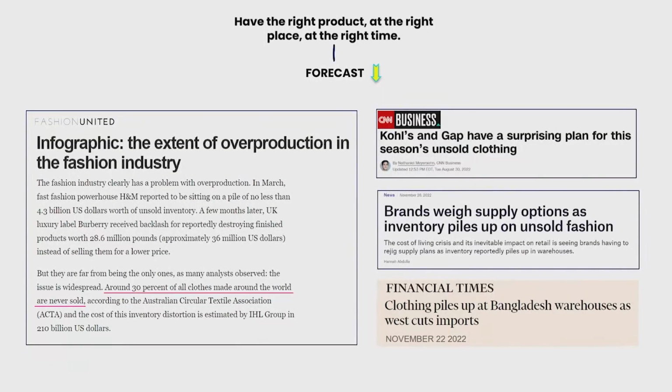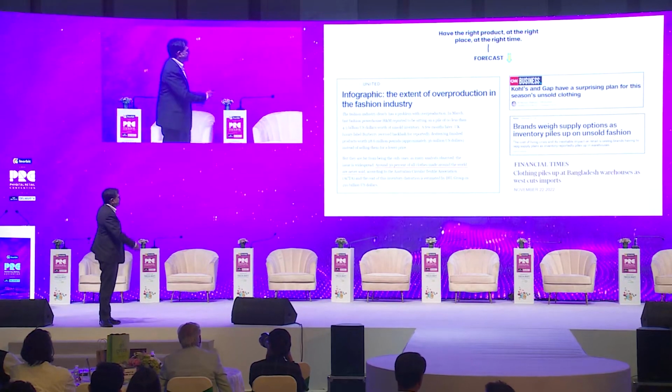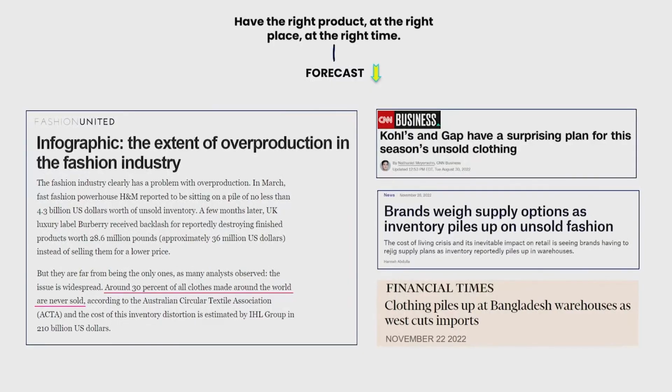Now, why is this the case? First of all, you don't need to trust me. I just gathered here some titles from newsletters in the last 2 years. For example, if you see Financial Times: clothing piles up in Bangladesh warehouses as West Coast imports cut imports. This is just from last November. Why West Coast imports? Because they are stuck with mountains of inventory. So something went wrong with the forecast, right?